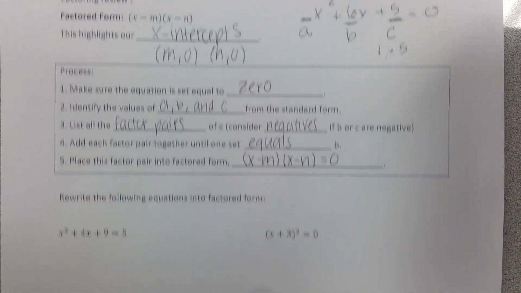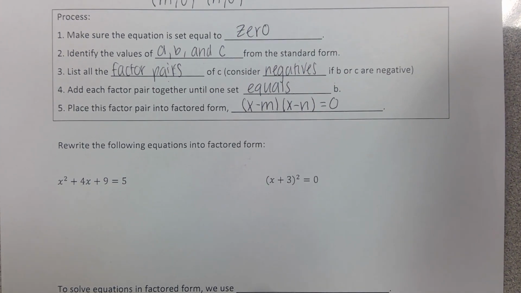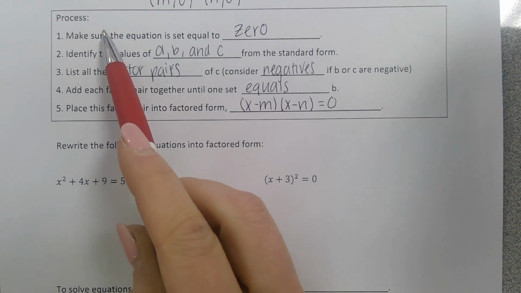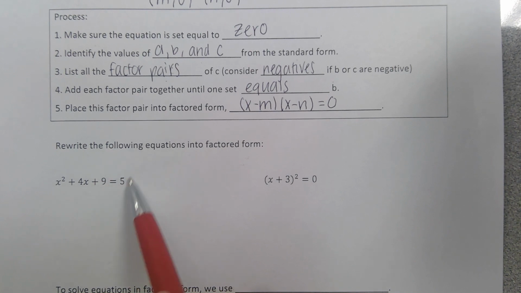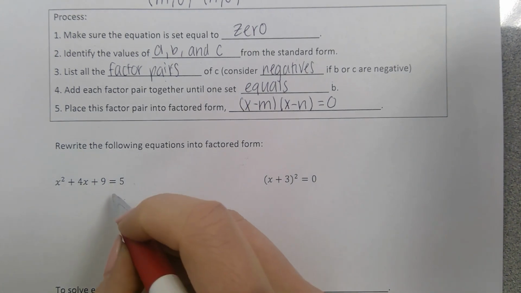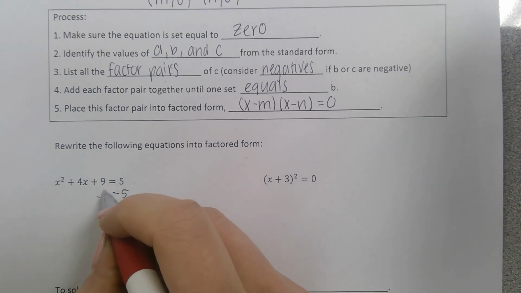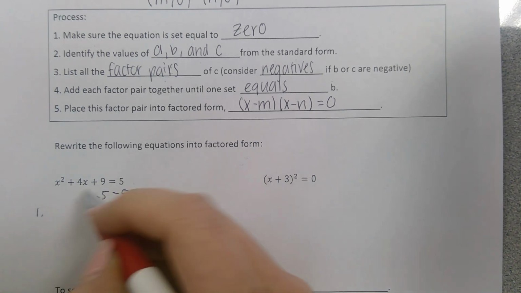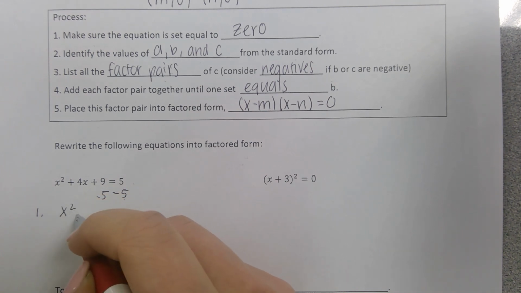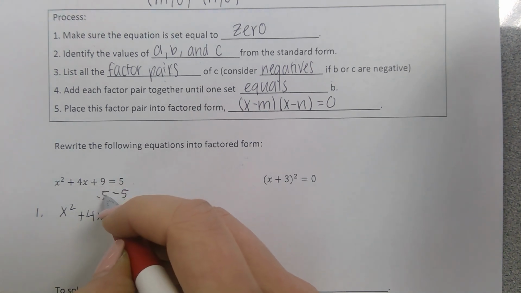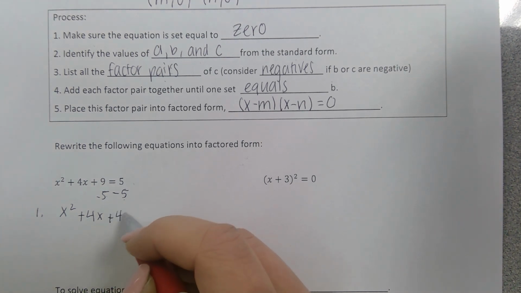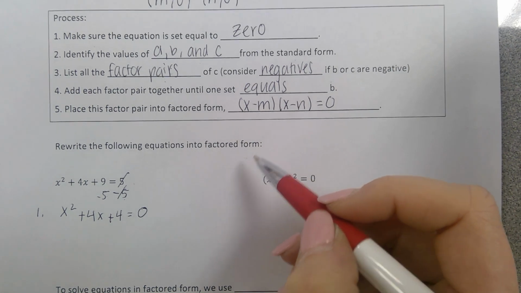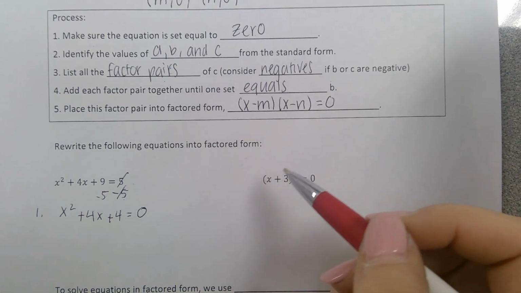All right, now we're going to take our steps and rewrite into factored form. So up here, let's see, our step 1 is make sure the equation is set equal to 0. Here it's not equal to 0, so we have to change that. We're going to subtract 5 from both sides to make sure that we get 0 over here. So I can rewrite for step 1. We have x squared plus 4x. I'm going to do 9 minus 5 gives me 4. And now our equation is set equal to 0. These cancel out, my 5's do. So step 1, we're good. Our equation is set equal to 0.